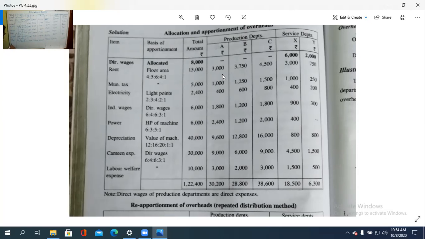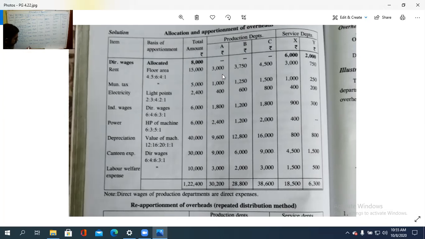Then labor welfare expenses. So that is also the same direct wages. Otherwise, number of employees will be there, but it is not here. So equivalent to that, based on the direct wages, the labor welfare, 10,000 to be apportioned, 3,000, then 2,000, then 3,000, then 1,500, and also 500. Take the total of all these.